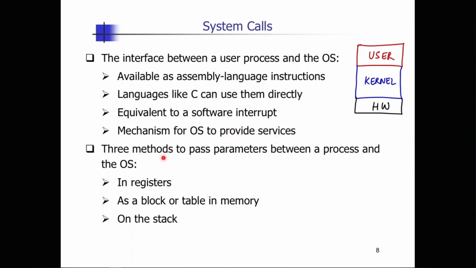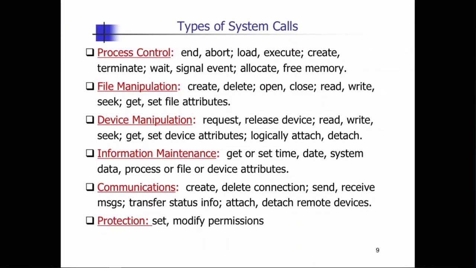There are three ways to pass parameters between a process and the operating system. It could be in the form of registers, as a block or table in the main memory, or on the stack. We can classify system calls into 6 different categories. The first one is the process control type of system call. So in the process control system calls, we have all the calls that are directly related to the process itself.